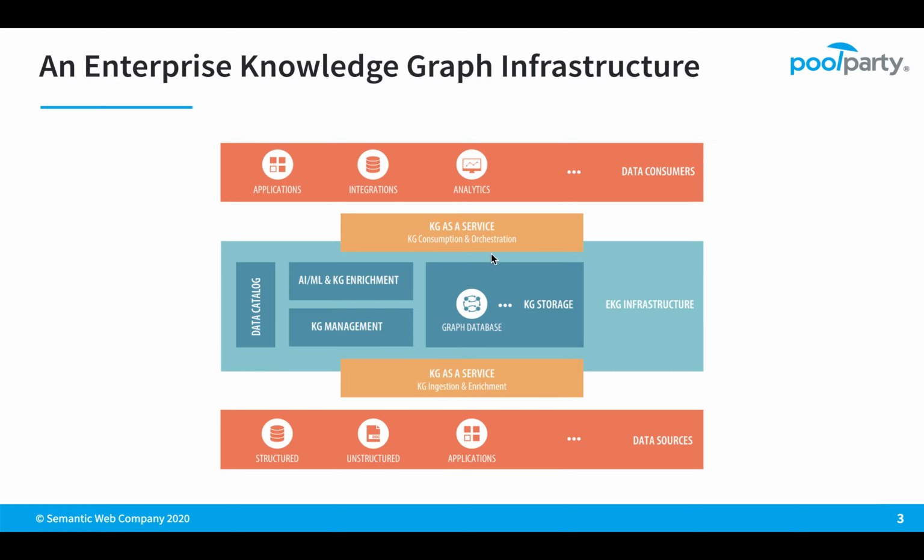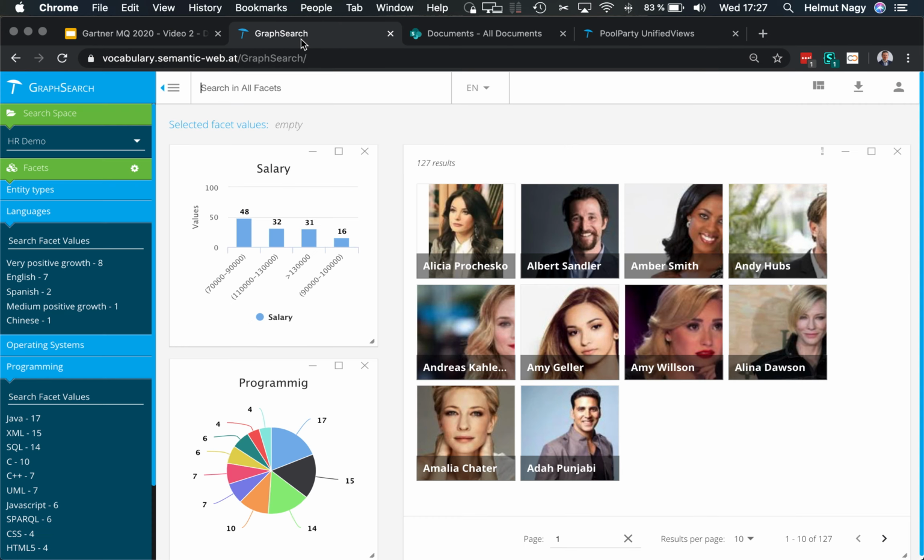But how is that? How can it look like? We have prepared an example. This is an HR dashboard where three different sources have been brought together: structured information from a spreadsheet about labor market statistics, structured information from an HR database. On the other side, CVs uploaded to a CMS and tagged there, and by that all the data connected to the knowledge graph and made available to do analytics on top of it.